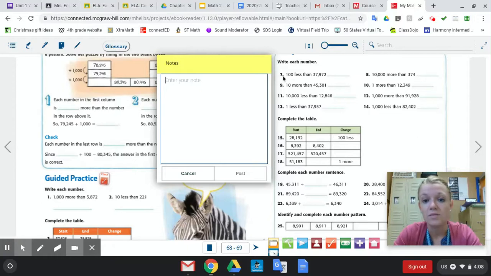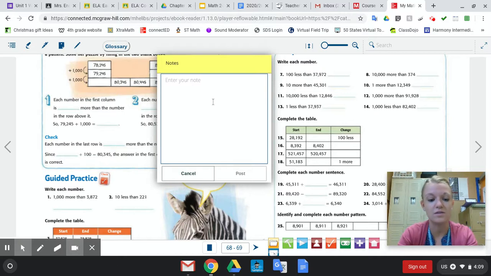So number 7, it says 100 less than 37,972. This is also a great lesson where we're going to practice reading these bigger numbers. So practice it with me, 37,972. We're going to be figuring out how we can do this in our head. As you can see, they don't really give us a whole lot of room in our book, so they must want us to do this in our head. And there is a super awesome way to do this in our head.